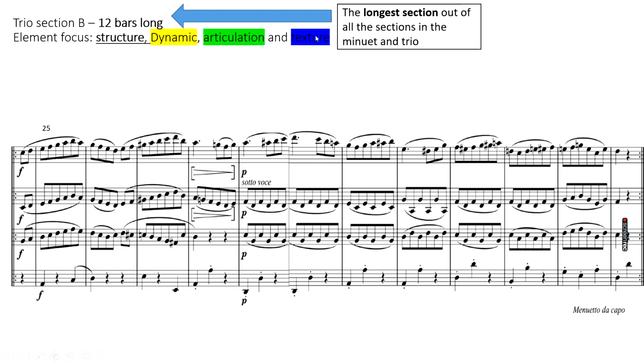So this is the longest section out of all of the other sections in the minuet and trio. So, minuet section A, minuet section B, and trio section A are 8 bars long, but the trio section B is 12 bars long. So this is the longest section that we have, and you can probably see that looking at the score now, how big it is. It's much longer than the other sections.